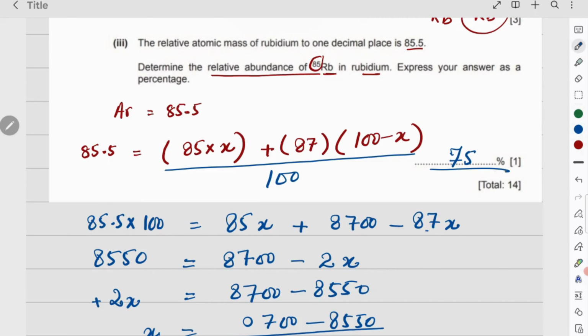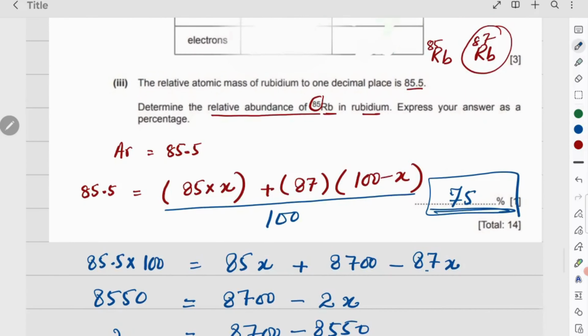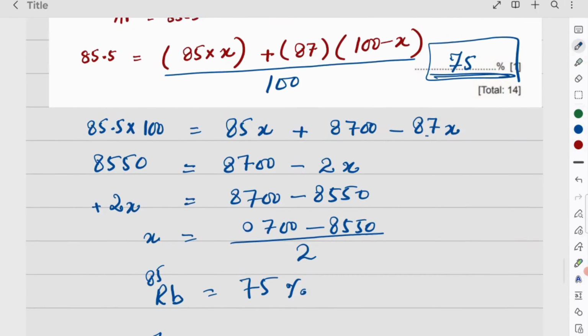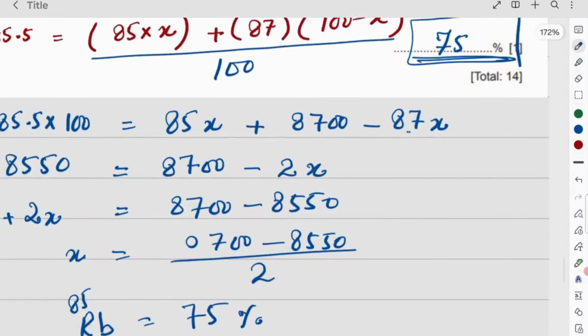So the correct answer for this question is 75% for rubidium 85. So this is the end of these tricky questions. I think you people have learned it very well.